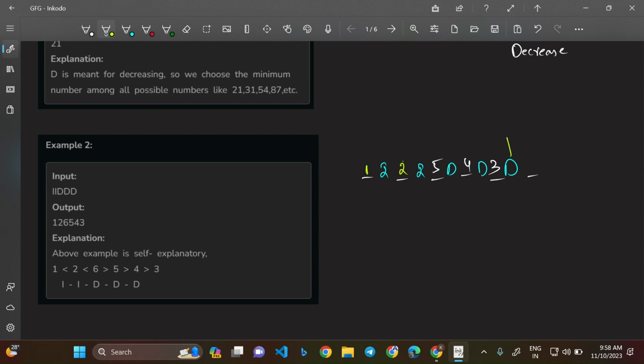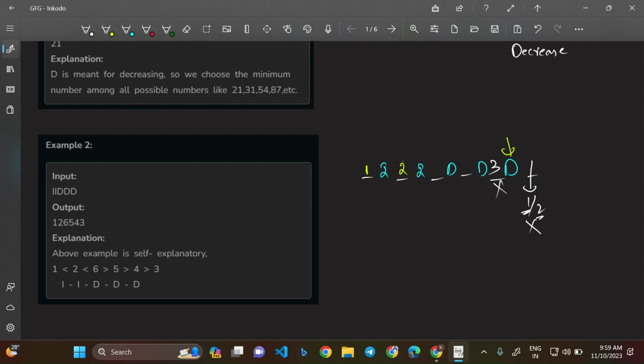Now again we have a decrease at this particular point. What are the options now available for me to place? 1 or 2. Again 1 or 2 have already been used. So I cannot use 1 or 2 here. If I do not want to use 1 or 2, I shouldn't use 3. If I do not want to use 3, I shouldn't use 4. If I do not want to use 4, I shouldn't use 5. So now let us remove that 5 as well.